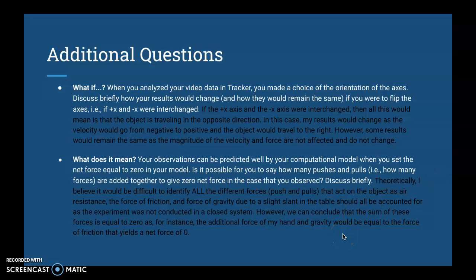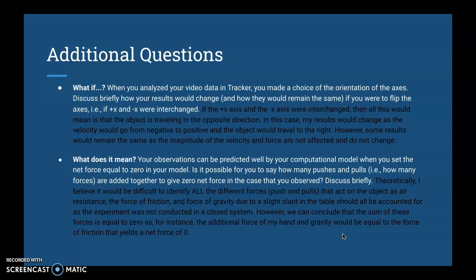If we were to change the positive x and negative x values, then I believe that the object would be traveling in the opposite direction. In this case, my results would change as the velocity would go from negative to positive and the object would travel to the right instead of the left. However, some results would remain the same, such as the magnitude of the velocity and the force, which are not affected and do not change.